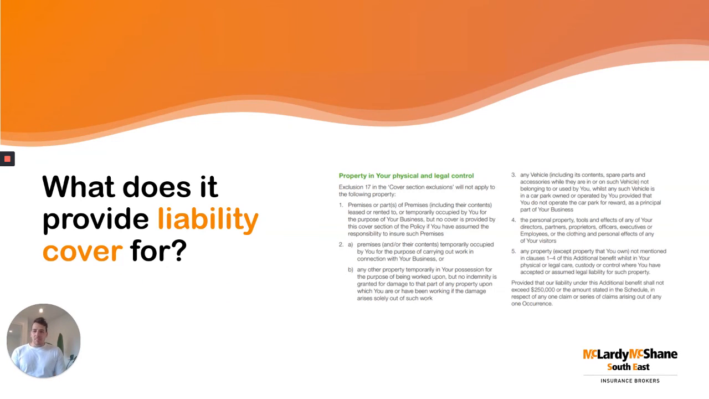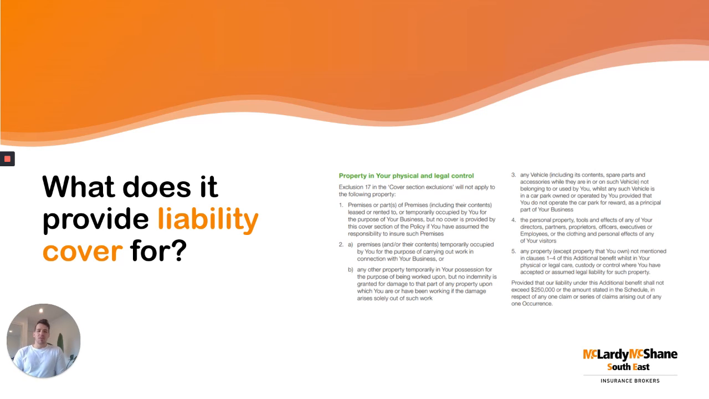So what does it cover liability cover for? First and foremost, it's really important to note this is strictly liability cover only. It's not at call cover. You can't rely on it and offer it to third parties. It's to be thought of as a safety net or a last resort. It provides strict liability cover for you as the insured under the policy. It doesn't insure the third parties that have property in your physical or legal control. It's your cover and protects you only.